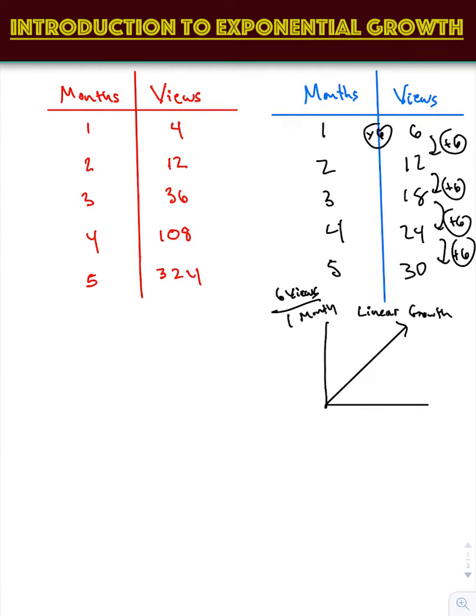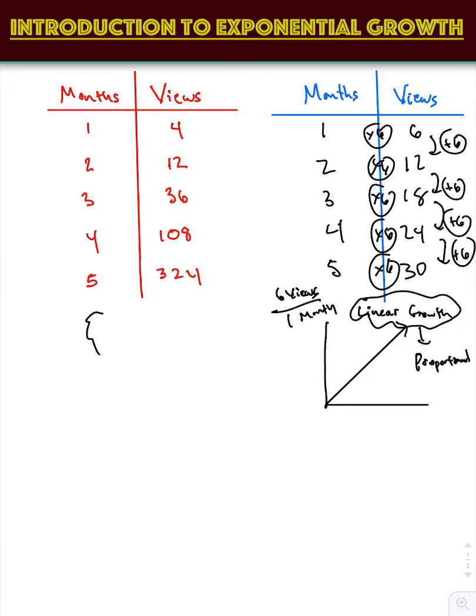This is how we've done things for a while now. We can just take the unit rate, multiply across, and it will work out perfectly for us. This is linear growth, and linear growth is proportional. However, not all growth is measured in this way. On the right, we have what's called exponential growth. And exponential growth is very different.